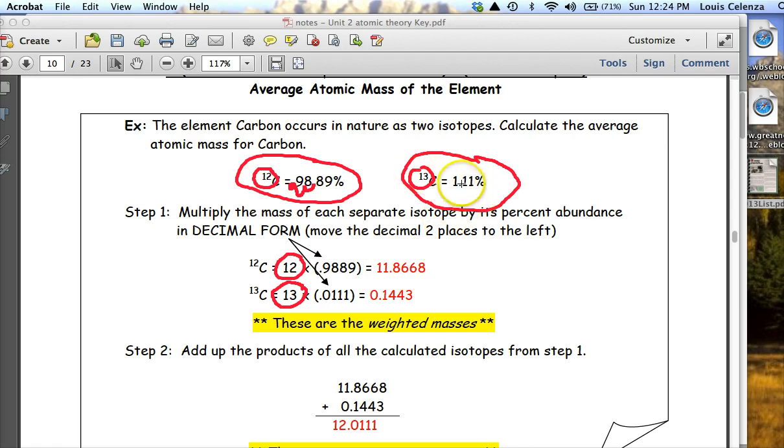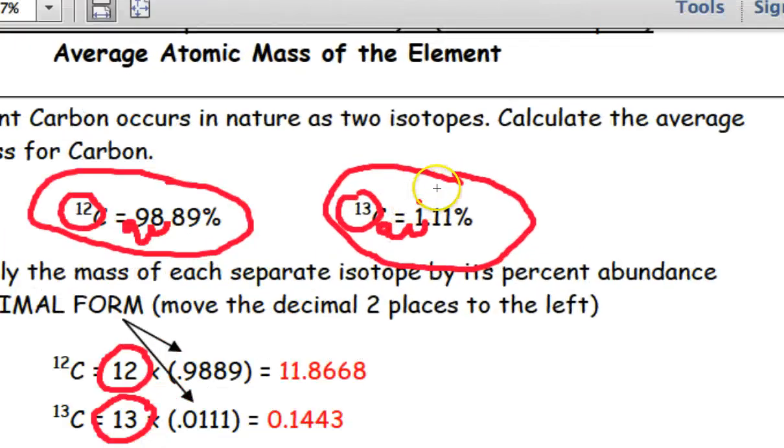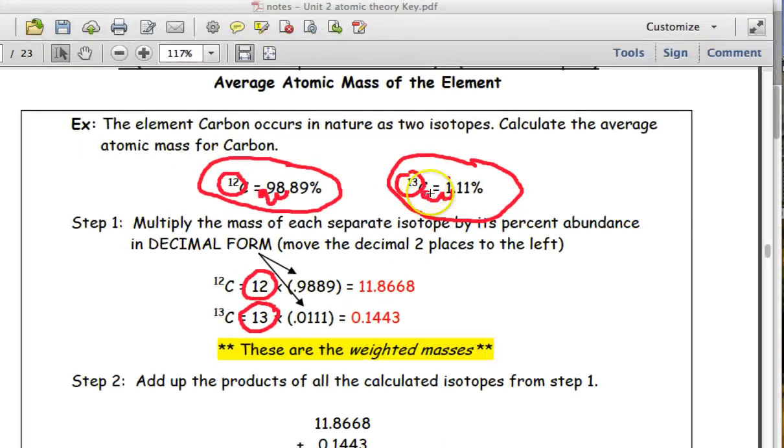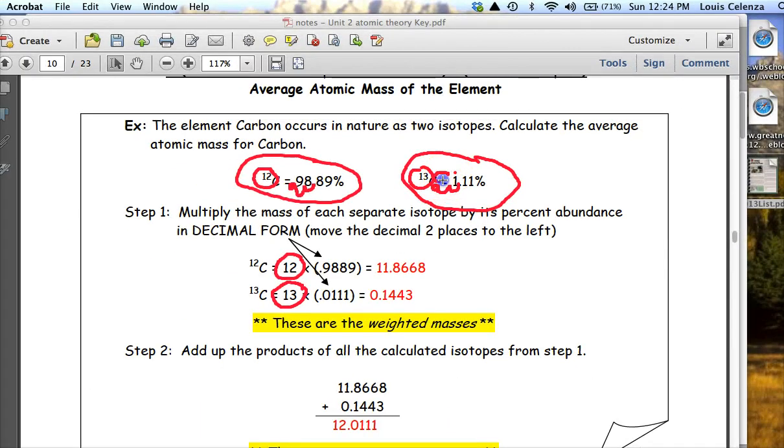They want you to do the same thing here. You take the decimal and you move it 2 places, and you put a 0 there, and you multiply these two numbers. And what you get down here is this number, and that's the mass of the element on the periodic table.